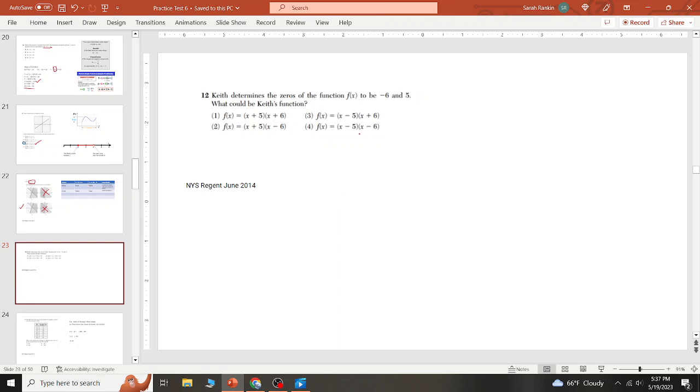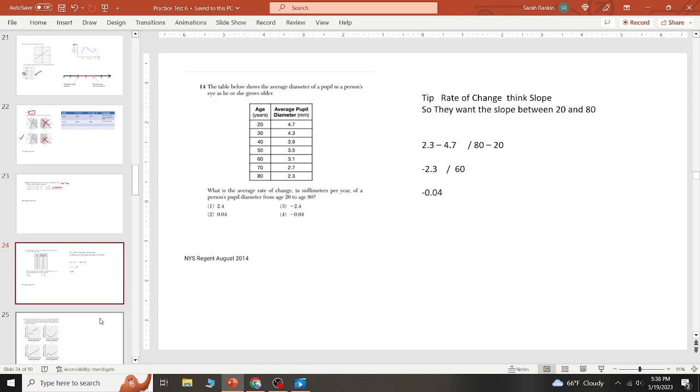What's the function? Well, I gotta have it, to get the -6, I gotta have x plus 6. And to get the 5, I gotta have x minus 5. Because remember, you're gonna set each one of these equal to 0 to solve for x.